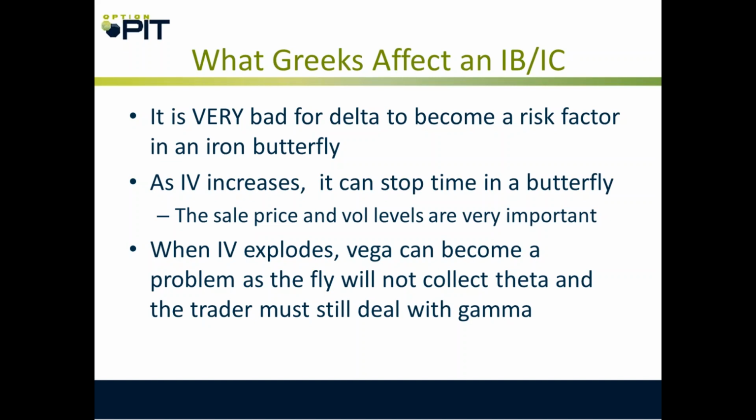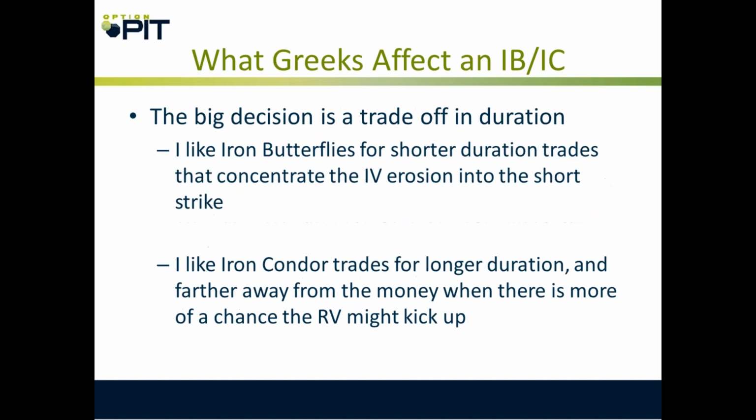All right, so as implied volatility increases, and this is important, it can make time stop in a butterfly or a condor. The sale price and vol levels are very important on these two. So when implied volatility explodes, vega can become a problem as the fly or the condor will not collect theta, and the trader still has to deal with gamma. I mean, that's a huge problem.